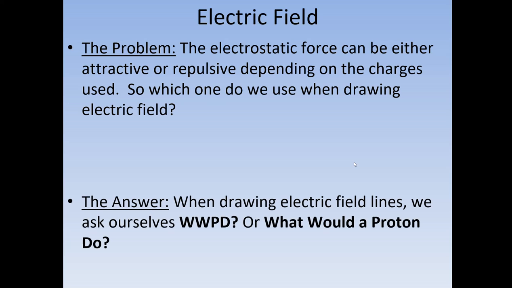The way we do this is we ask ourselves WWPD, or what would a proton do? So for every single thing about the electric field, we're going to be constantly asking ourselves, what would a proton do if I put it here? And that's what the electric field does. So the arrows that the electric field shows is always what a proton would do.